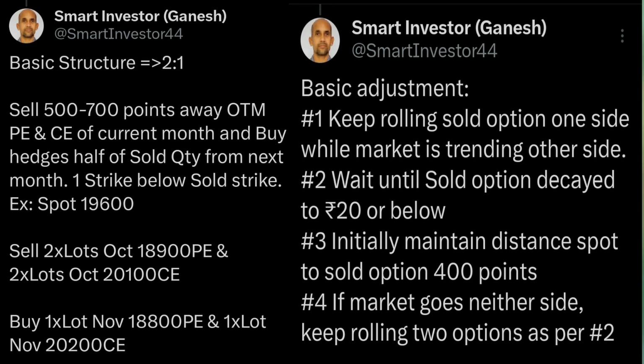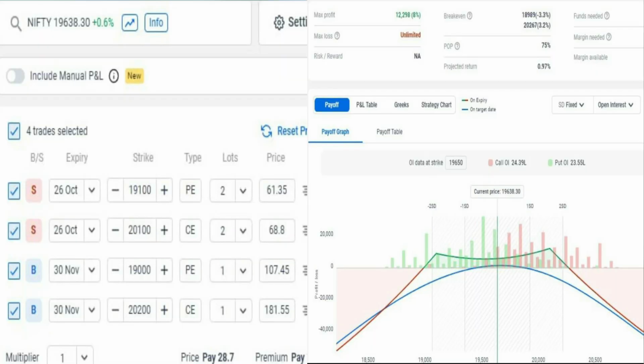The other adjustments are already discussed in previous videos; there is a dedicated video, please watch it. Very simple: with the spot, we'll keep rolling the put side when the market is moving up, and when the market is coming down, we'll keep rolling down the call side. Initially we always keep the spot 400 points from the sold option. In the middle of the week, it comes to 300 points, and in the final week of expiry the distance will be around 200 points. Like that, we'll keep rolling the put side or call side based on the market direction. This is the major adjustment you will have to do.